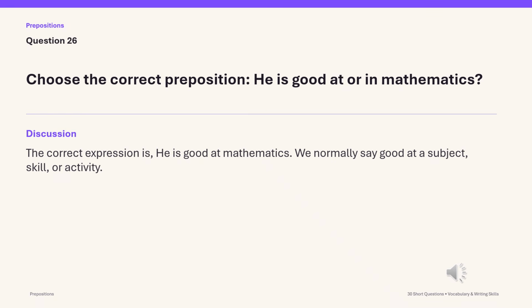Correct the sentence: he is good at or in mathematics. Now, the correct expression would be: he is good at mathematics. The thing is, we use good at when we talk about a subject or a skill or an activity. For example, she is good at singing, he is good at cricket, they are good at solving problems. So, there are certain adjectives which have fixed prepositions. This is something that we use whenever we are talking about a subject or a skill.